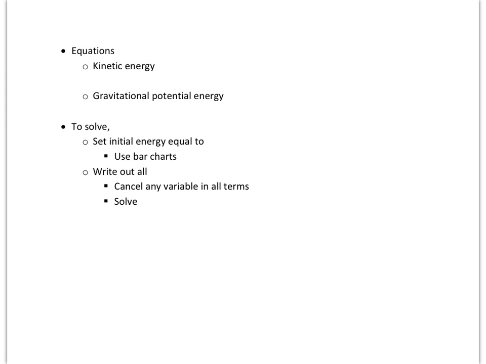Now what we're going to do is start setting these equations equal to each other for kinetic and gravitational potential energy and looking at what happens when you go from one form to another. So just as a refresher, since we're going to be using them often, the equation for kinetic energy is 1/2 mv squared, and the equation for gravitational potential energy is mgh.